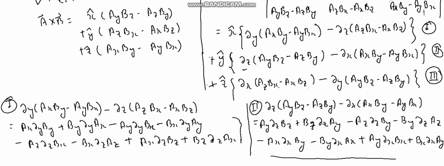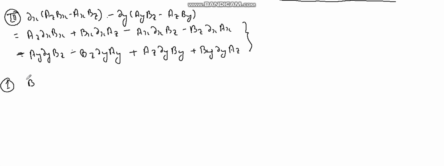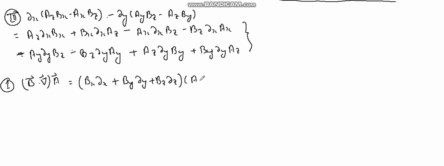which is b dot del acting on a. So what is b dot del? B dot del is bx del x plus by del y plus bz del z. This is acting on a vector, ax x cap plus ay y cap plus az z cap.